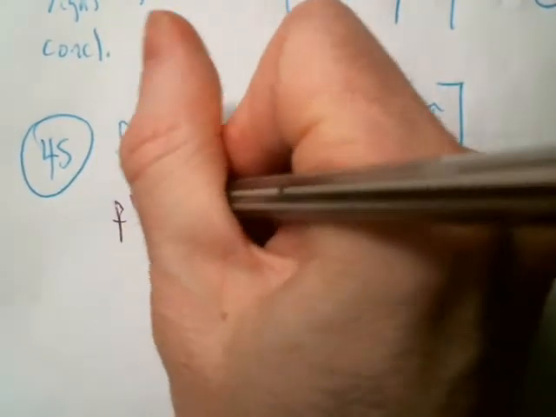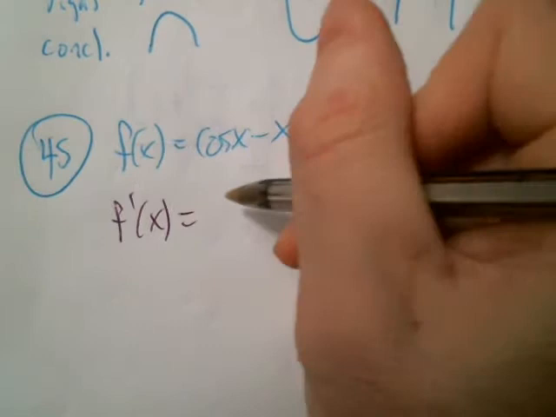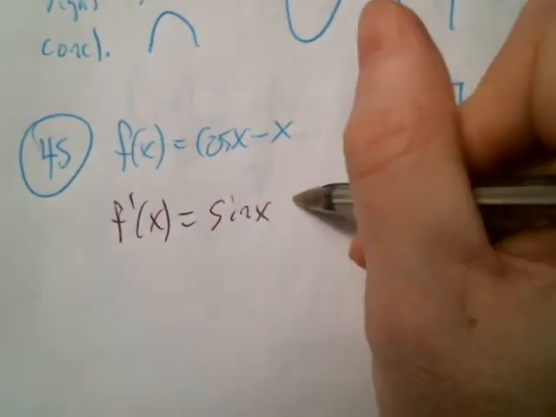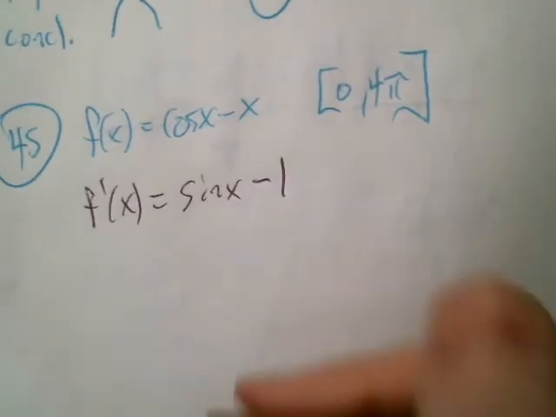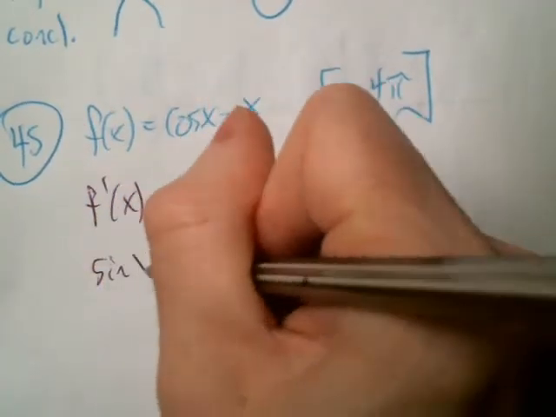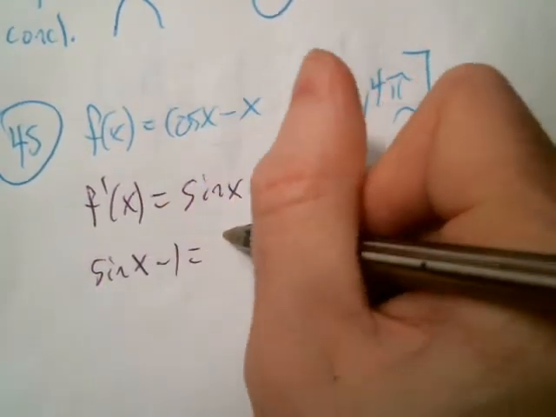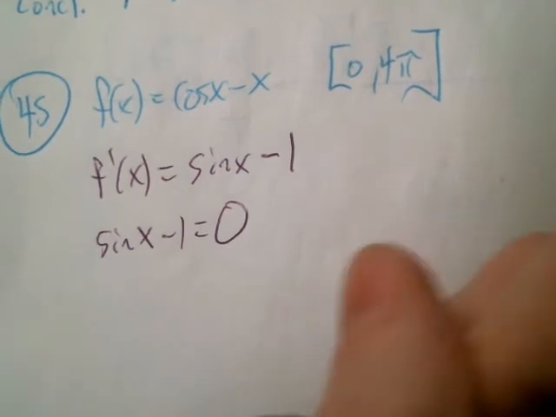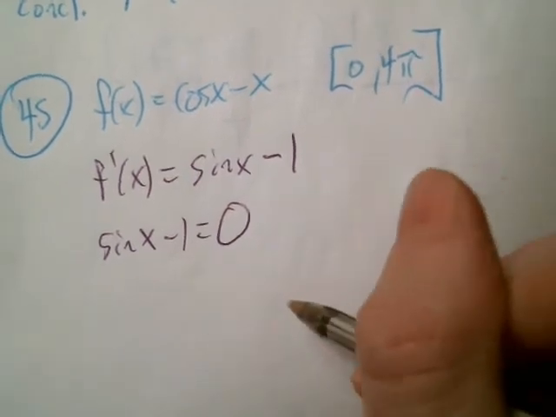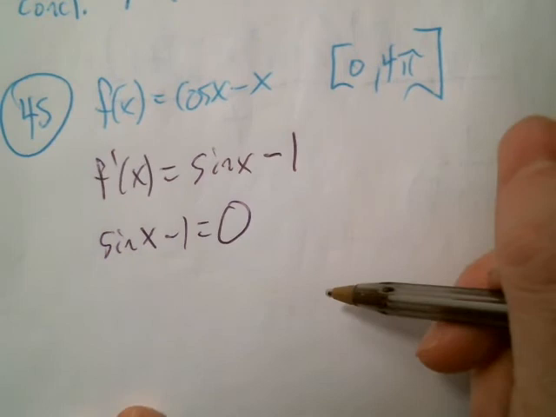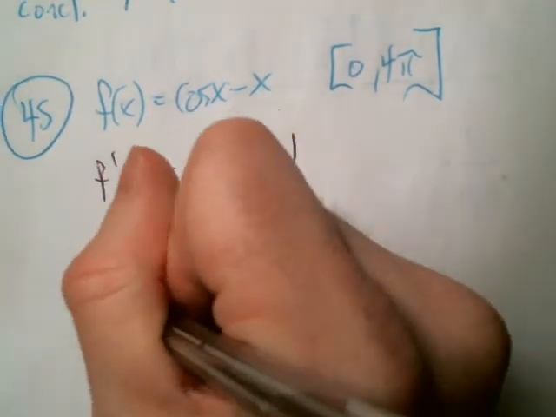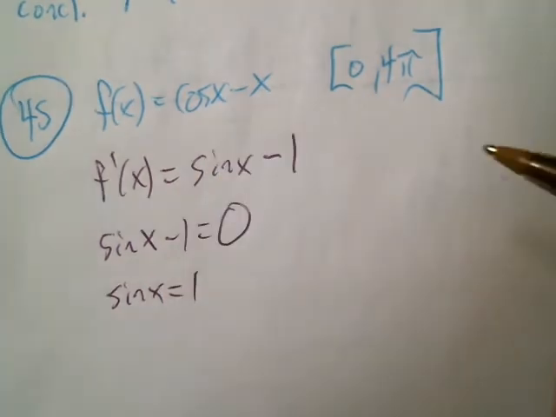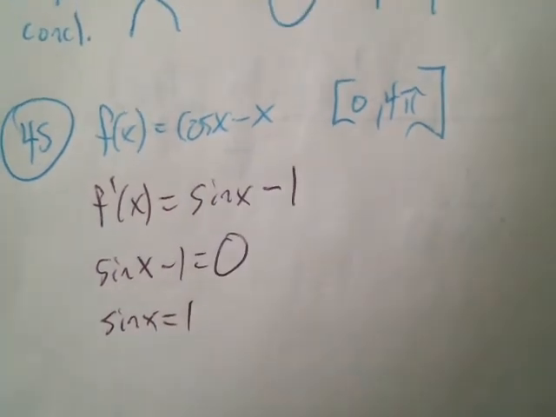Okay, first derivative, sine x minus 1. And the point with the second derivative test, they want you to actually find the critical numbers here. Because if you tell the concavity over one of these critical numbers, it tells you if it's a max or min. So I'm looking for where sine of x is equal to 1 on this interval.